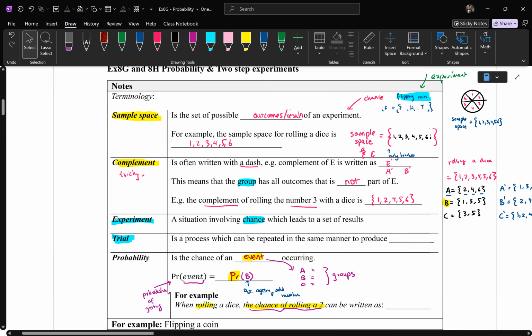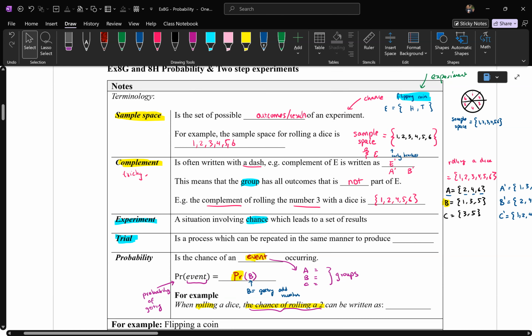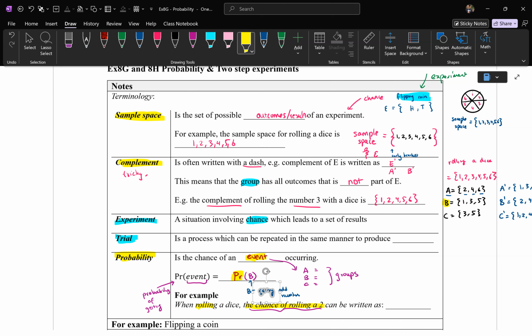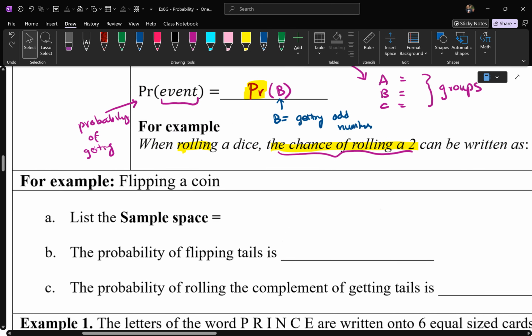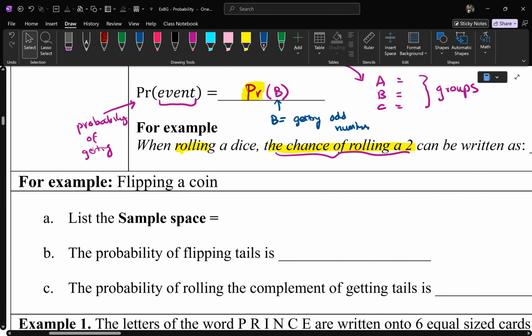Here we go. So that's the notes for today. The sample space, complement, and then how to write probability. Three notes. Okay? Let's do an example. Let's do a simple one, flipping a coin. So flipping a coin, that's my experiment.